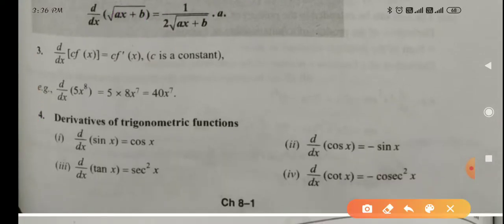Next, third, d upon dx of c f(x). c f(x) means one constant and one function of x. So the constant will go back and f dash x will come.